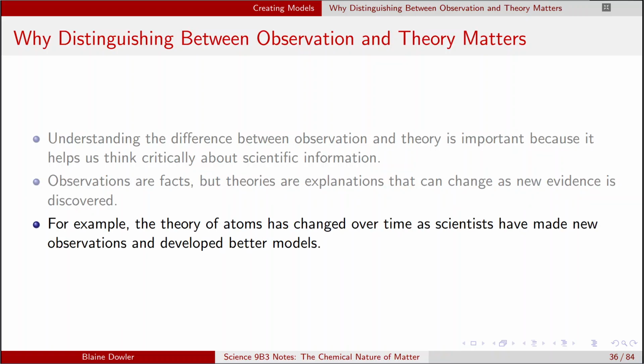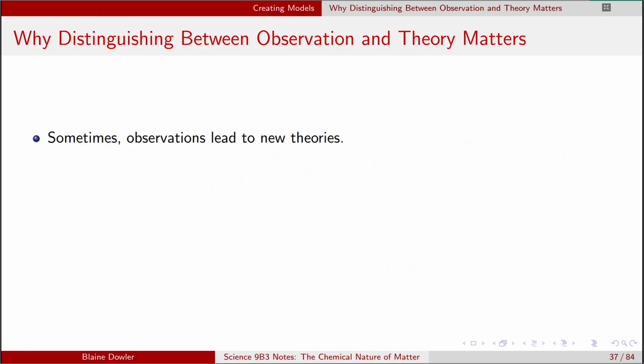For example, the theory of atoms has changed over time as scientists have made new observations and developed better models. This does not change the observation. This just changes how we explain the observations. Sometimes those observations lead to entirely new theories.